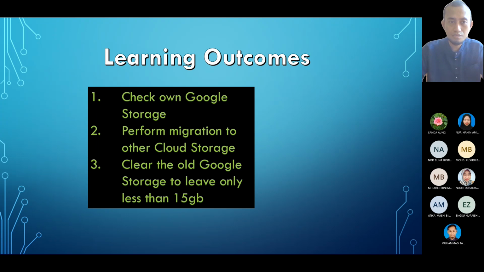Secondly, to perform migration to other cloud storage. The one that I have shown in the YouTube link before this, using mover.io from Google storage to the OneDrive storage. But we can also migrate to another Google storage that we purchase for less than 10 ringgit per month. That is not compulsory as well, just an alternative if you want. And then lastly, clear all the Google storage to leave only less than 50 gigabyte. Because if we don't know the technique, we have to delete one by one and it consumes much time. So I have discovered a shortcut to do it quickly.